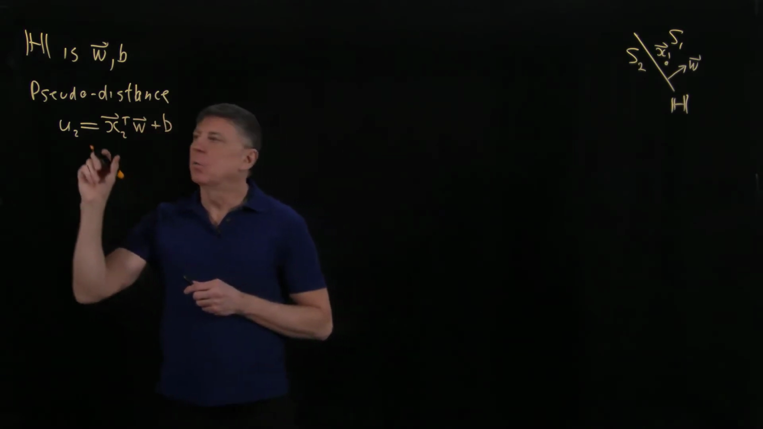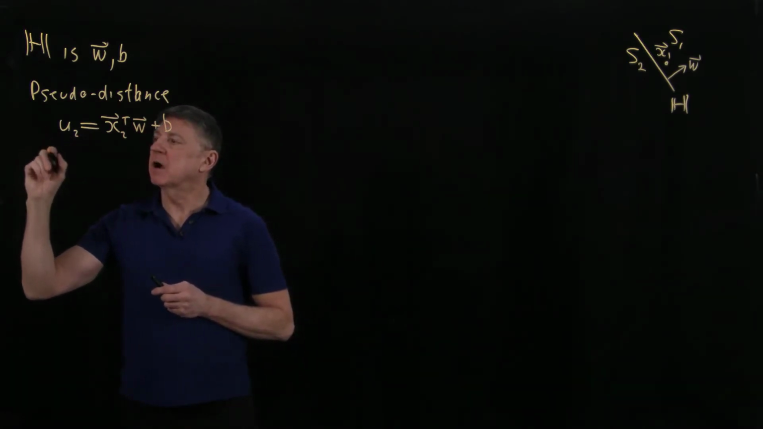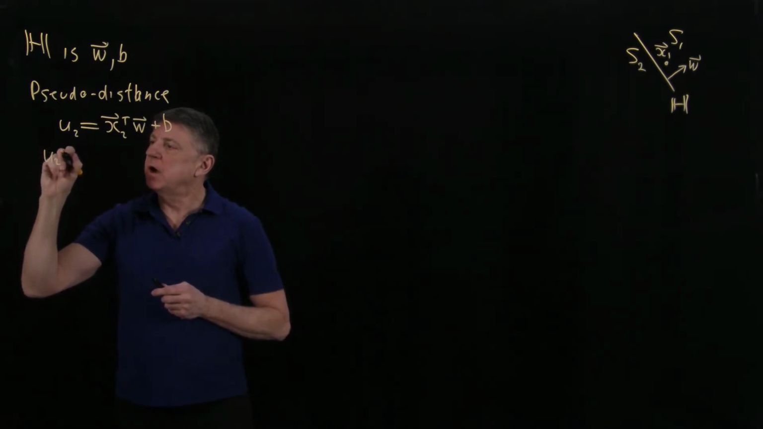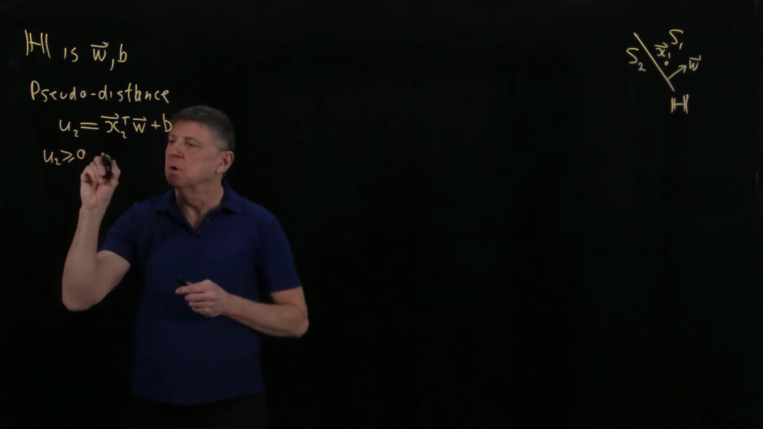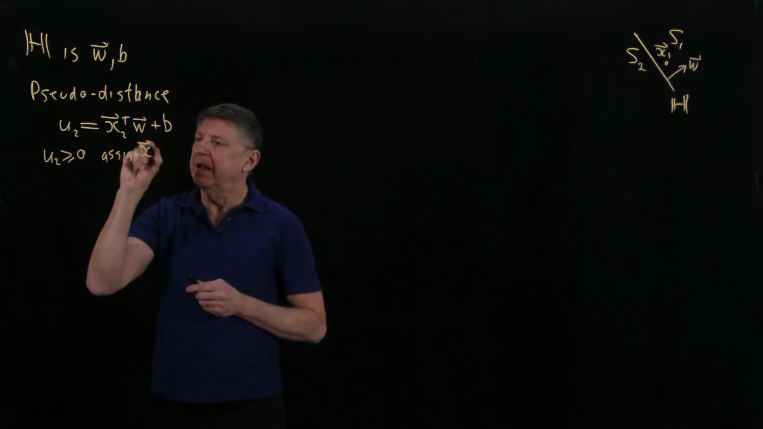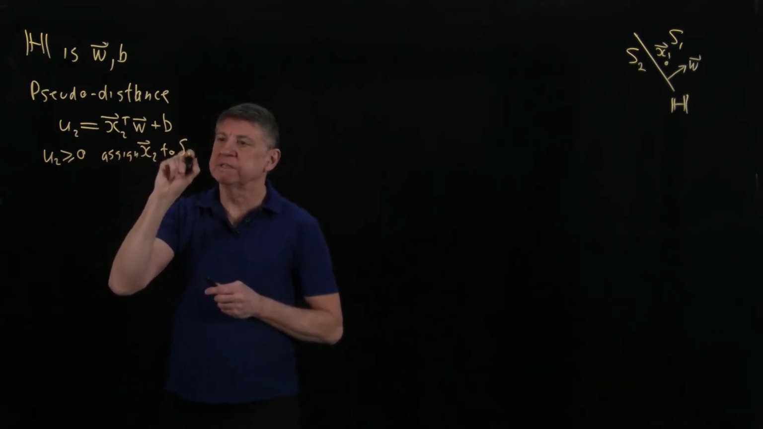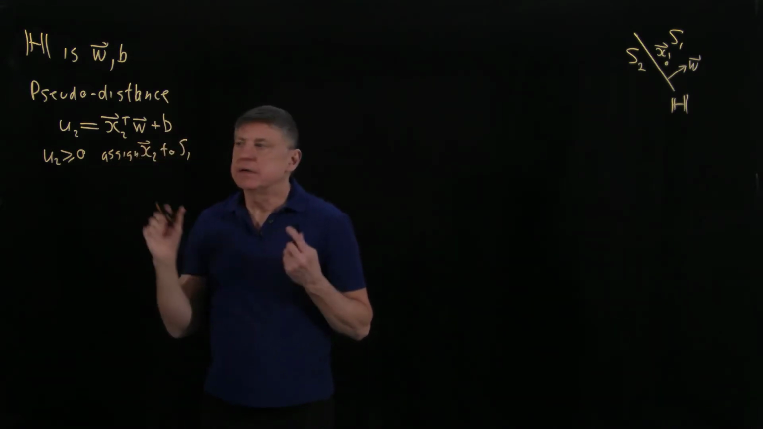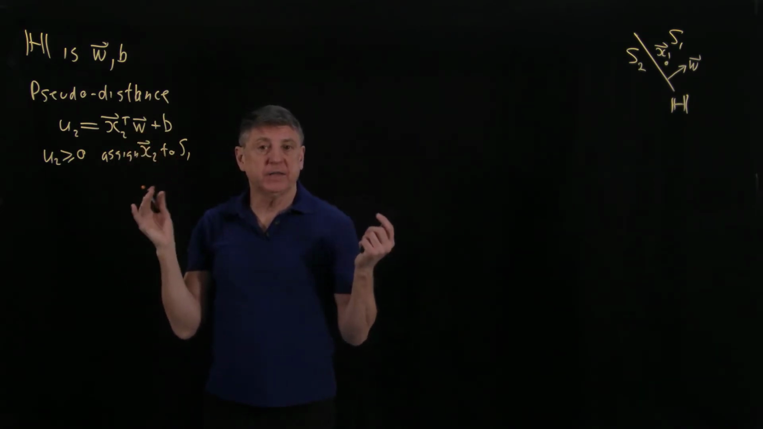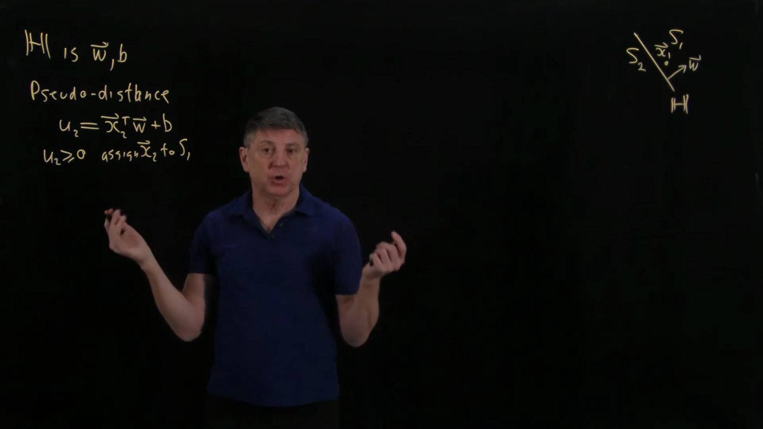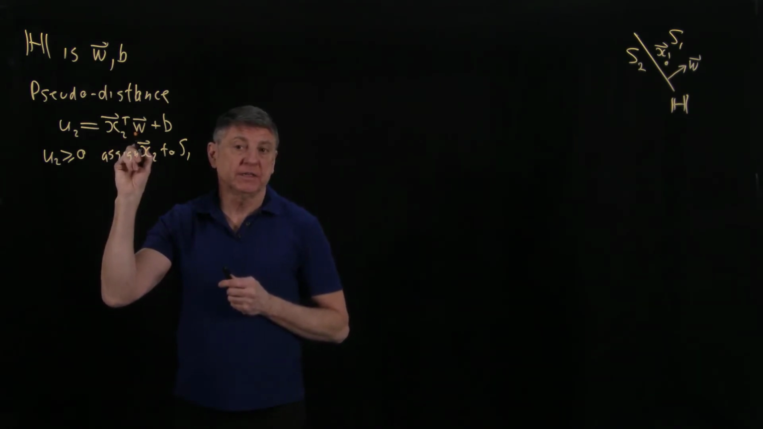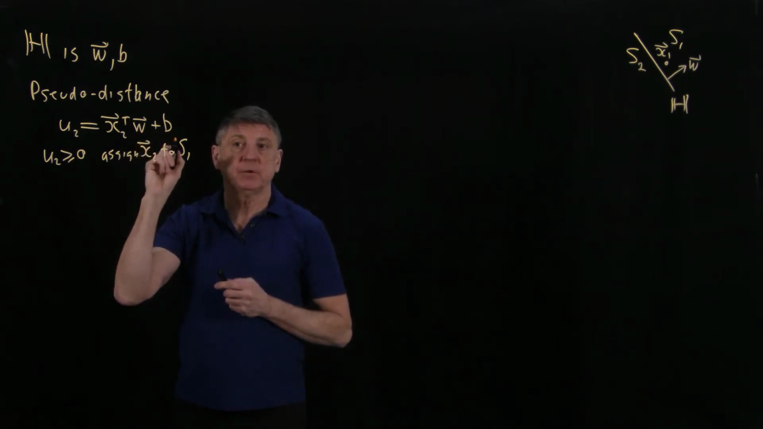Now our hyperplane decision is: if ui is greater than or equal to 0, we will assign xi to set 1. Now, in a binary classification problem, we'll be given a lot of data, and what we want to do is learn this hyperplane. So we want to learn W and B.